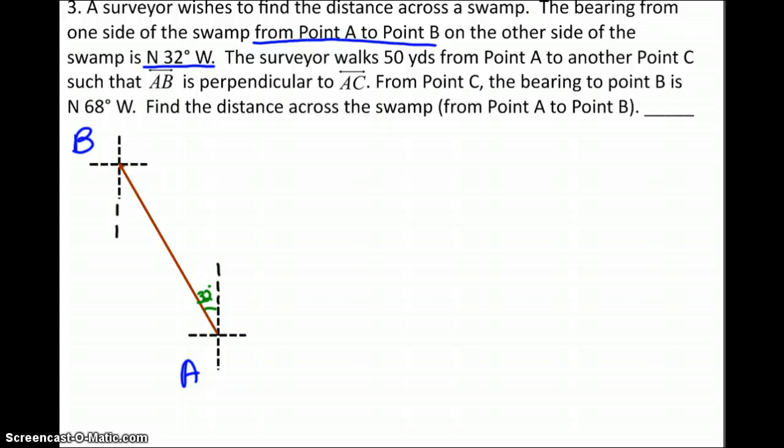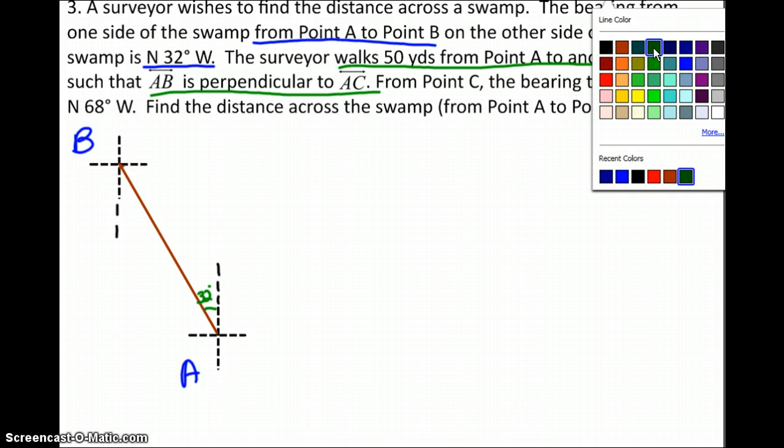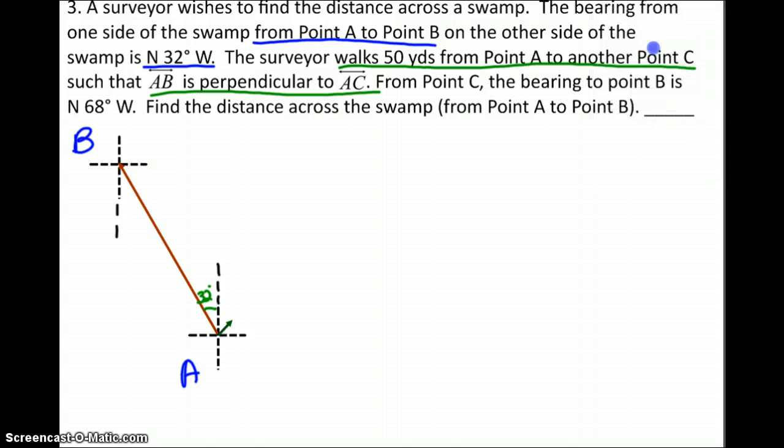Okay, from here, the surveyor is going to walk 50 yards from A to point C so that AB is perpendicular. So if this is 32 degrees and I now need to walk at a 90-degree angle, I need to walk at a 58-degree bearing. So that this would be 58 degrees because I want that to be 90. And we walked 50 yards.